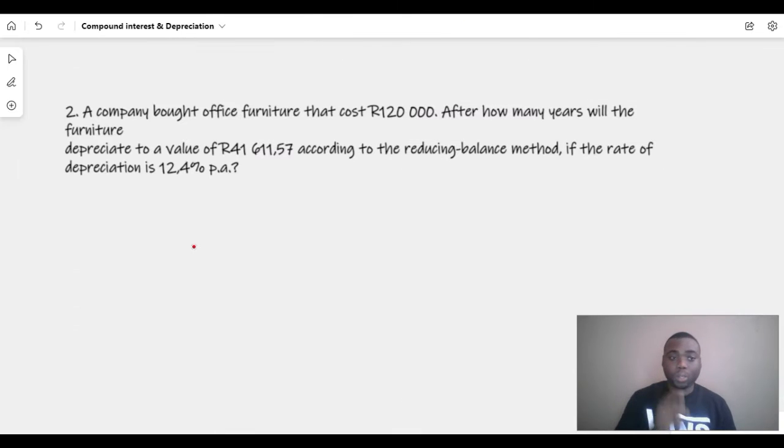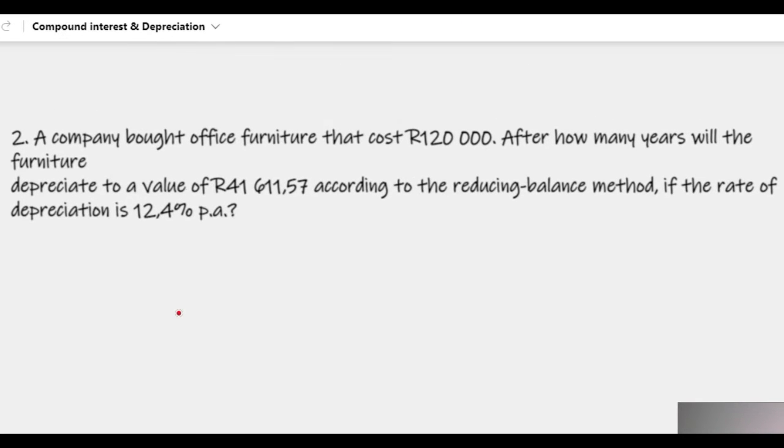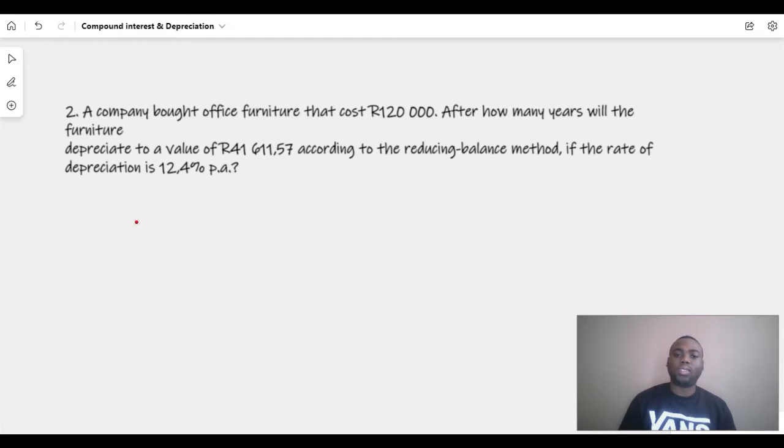Then we have this question. It says a company bought office furniture that cost 120,000. Now, after how many years will the furniture depreciate to the value of 41,611 Rand 57 cents, according to the reducing balance method, if the rate of depreciation was 12.4% per annum? So now this is a compound depreciation question, and the formula for a compound depreciation question looks like this.